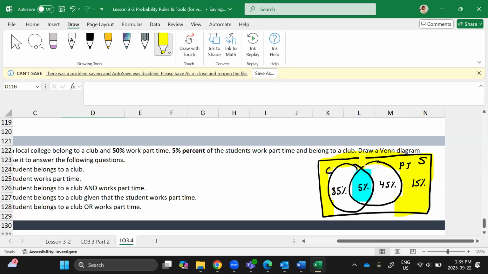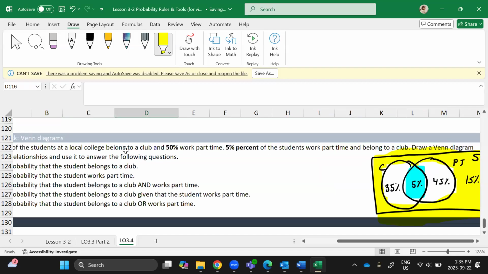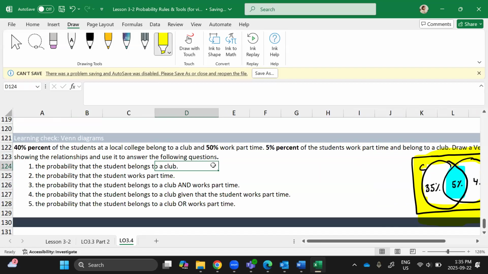If you have a Venn diagram that shows all of those elements, then it's very easy to answer all of these questions. So what is the probability that a student belongs to a club? That's given in the question as 40%. You don't even need the Venn diagram for that one.